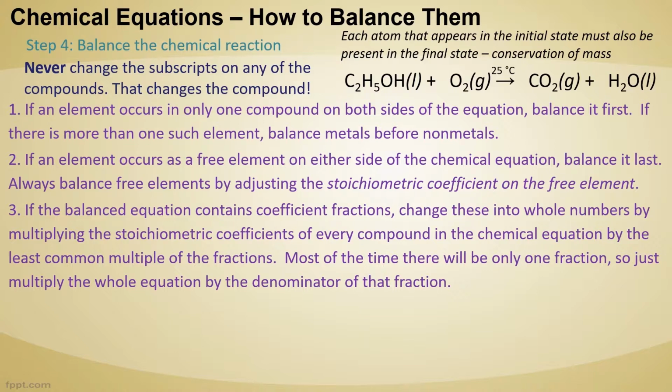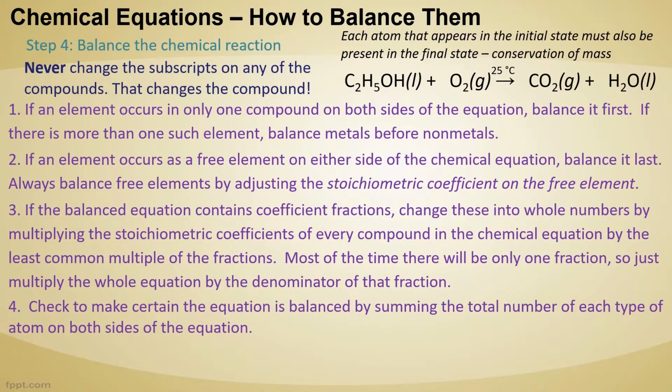Most of the time, there will be only one fraction, so just multiply the whole equation by the denominator of that fraction. Check to make certain the equation is balanced by summing the total number of each type of atom on both sides of the equation. Now, we can balance our ethanol combustion equation. Let's strategize the order in which we will balance the atoms in the example reaction.